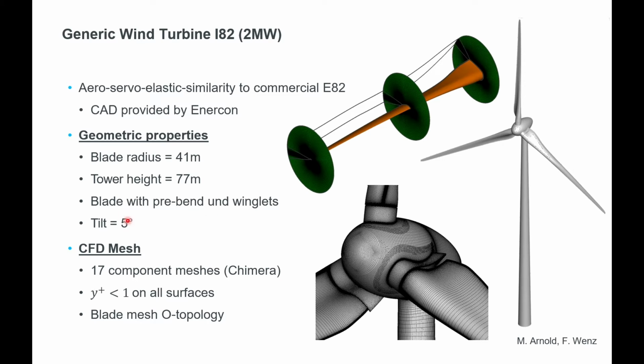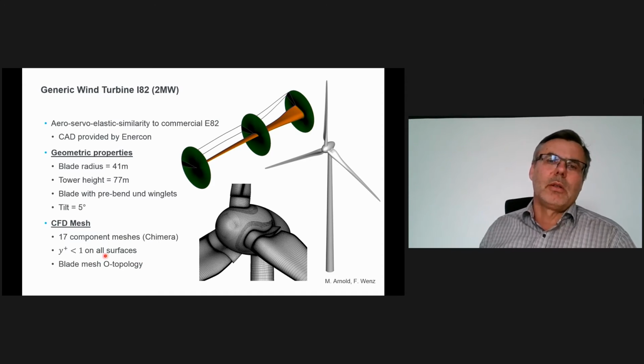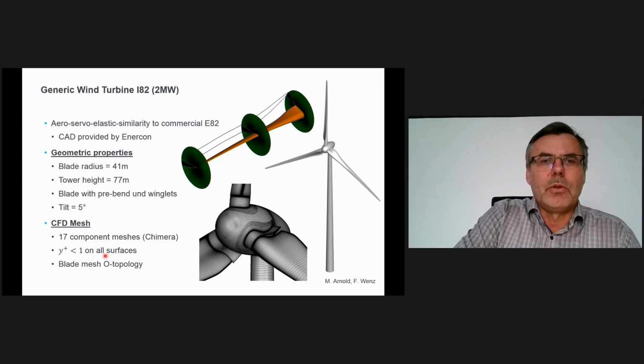You can see we jointly set up the mesh, 17 components. We have overlapping meshes for the different components and end up in the order of about 50 million grid cells for this turbine. We also set up a structural model in SIMPACK, but I will not go into details of this.